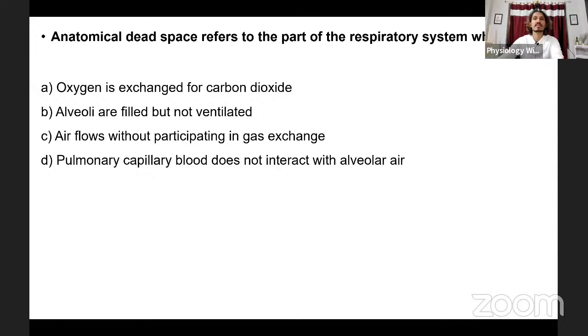Okay, so if you look at the answer, anatomical dead space refers to the part of the respiratory system where the air flows without participating in gaseous exchange. Okay, so this is one concept related to what we talked about, that is the conductive versus the respiratory flow.